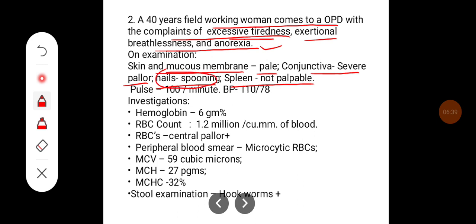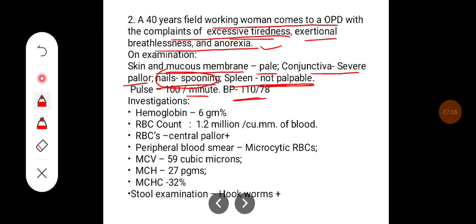of the nail is very characteristic of iron deficiency, and impalpable spleen suggests that probably the anemia is due to the nutritional deficiency and not the hemolytic disease. Whereas pulse is 100 per minute and blood pressure is 110 by 78 suggests the hyperdynamic circulation.